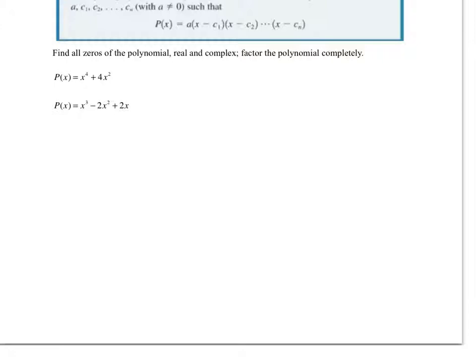So remember, if c is a 0, then x minus c is a factor. And so the factors of p of x are, 0 is a 0 of multiplicity 1, so it's x, times, well, I'm going to actually need a higher order. Do it again.